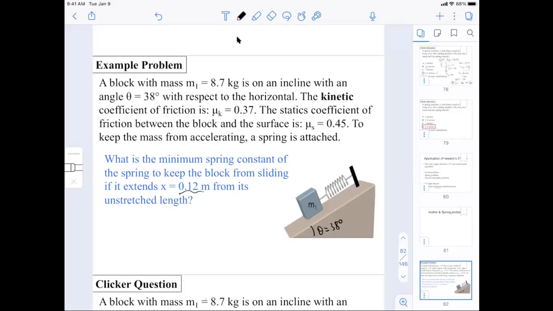Which means the spring must have provided a force to keep it from sliding, right? Okay. But it's asking what is the minimum spring constant. So you don't want to provide more force than you need to. You just want to say, I'm just going to provide the bare minimum of what is needed in order to keep the block from going down. So can anybody tell us, what do you think the minimum implies? What do you think? How do we calculate this minimum spring constant?